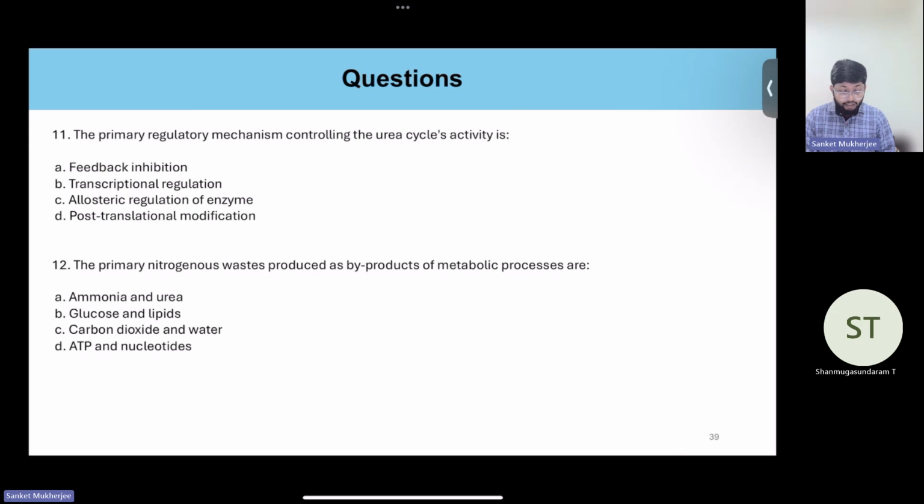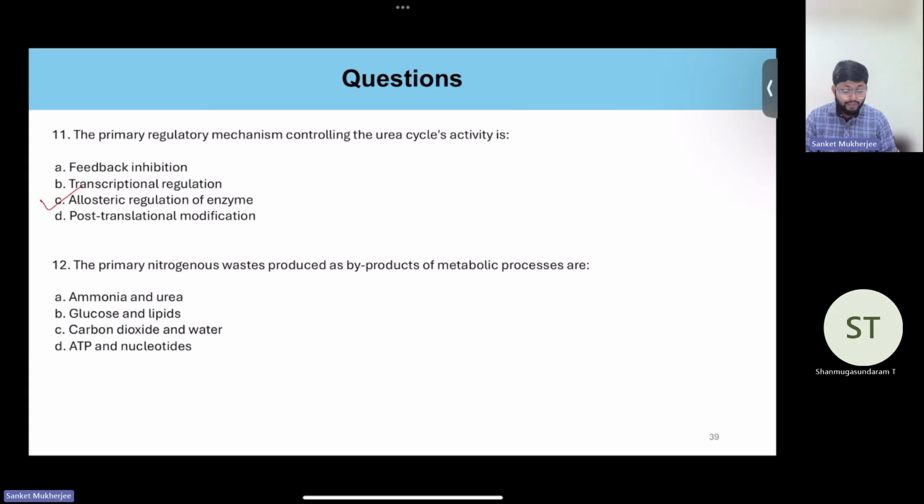The primary regulatory mechanism controlling the urea cycle's activity is feedback inhibition, transcriptional regulation, allosteric regulation of enzyme, or post-translational modification. So as we already know, urea cycle is controlled by allosteric regulation. We have already studied about it.